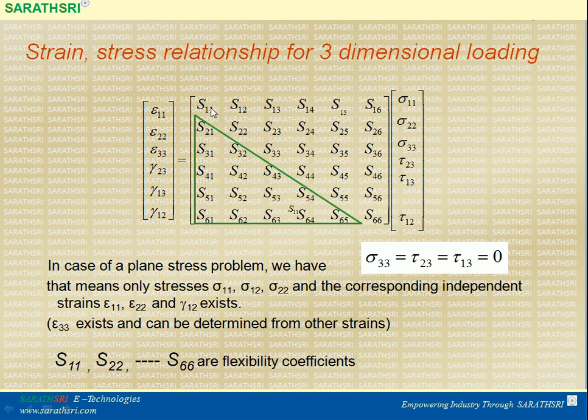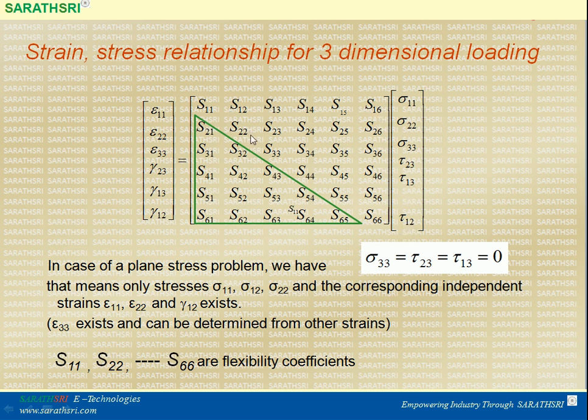For example, to get the normal strain in one direction, we get contributions from the stress field from all 6 stresses. So correspondingly S11 into sigma 11, and it will go up to S16 into tau 12.